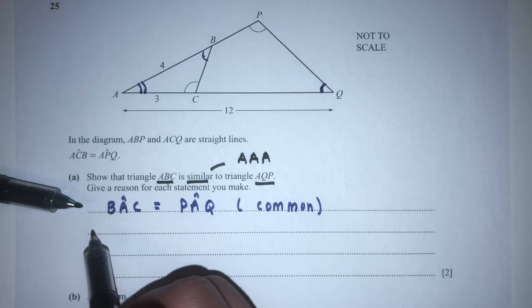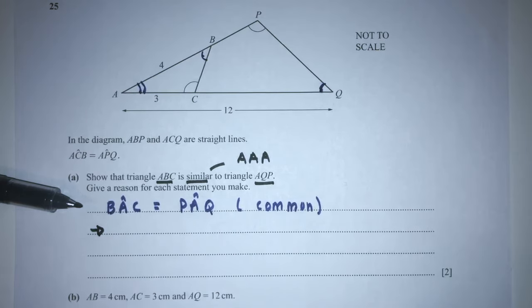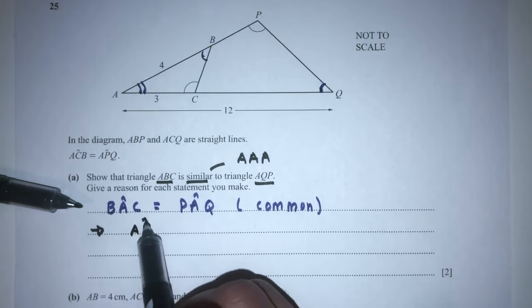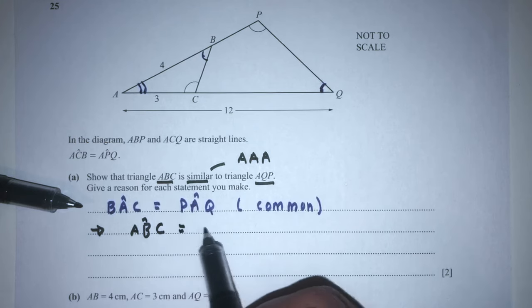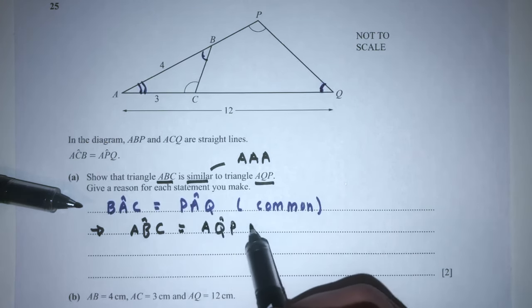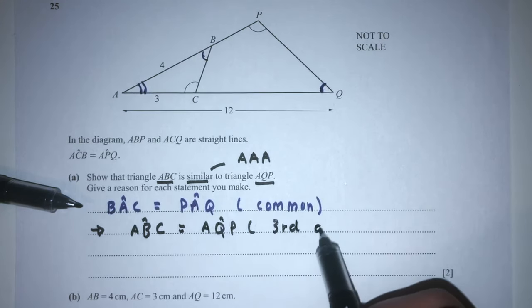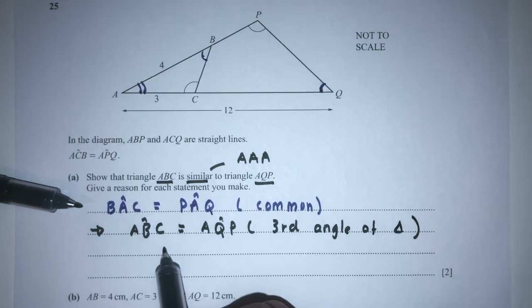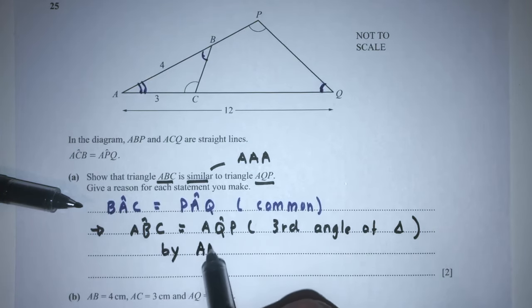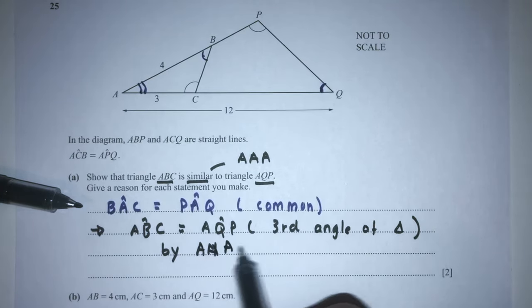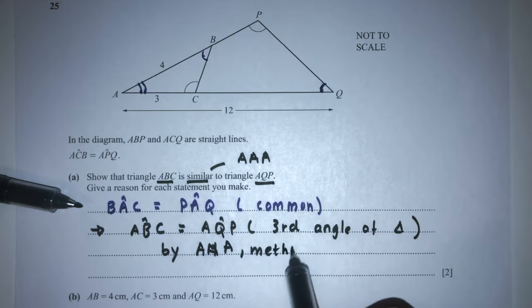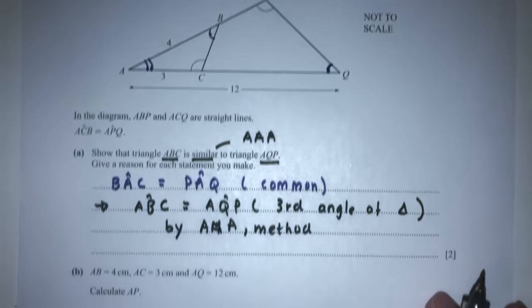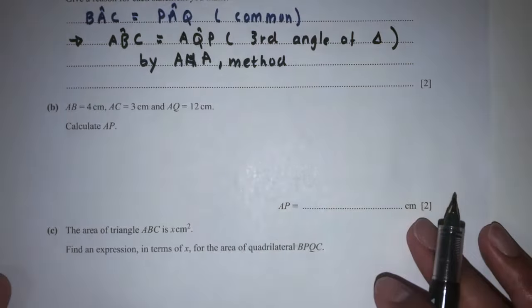So from this we conclude that angle ABC is equal to AQP because it is the third angle of the triangle. So from this you can say by the AAA method we conclude that these two triangles are similar. That is one way to show that.